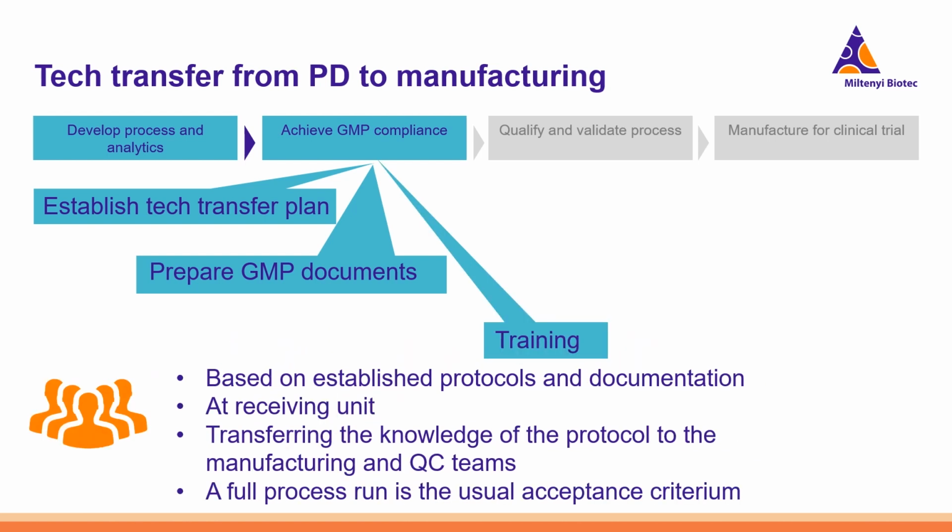Following all of that, the know-how that has now been defined in these GMP documents needs to be also transferred to the personnel. So the future manufacturing and QC teams need to be trained. And this is usually performed at the receiving unit, meaning at the site where in the future they will actually be doing their work. And the acceptance criteria is usually a full process run, meaning that the trainees need to be able to demonstrate that they are capable of running the process that they have been trained on.